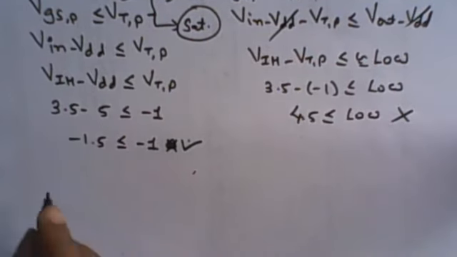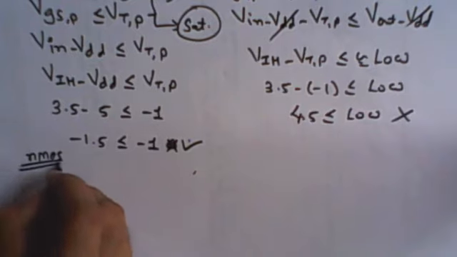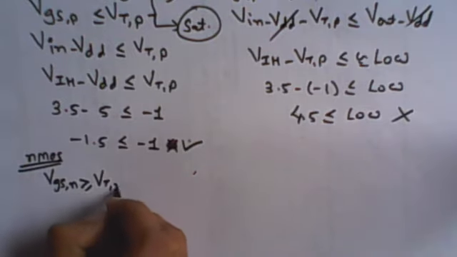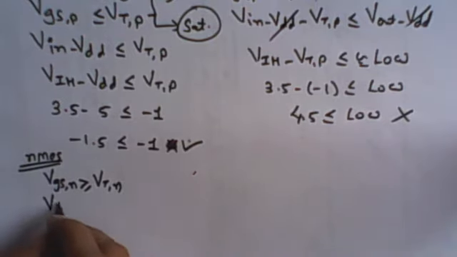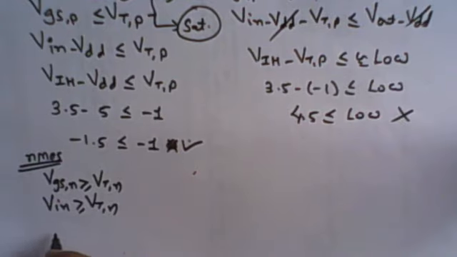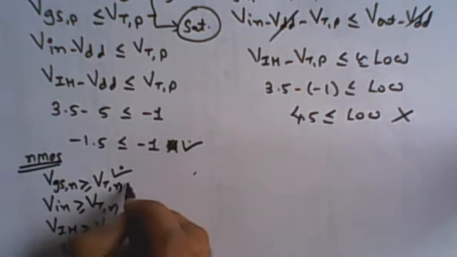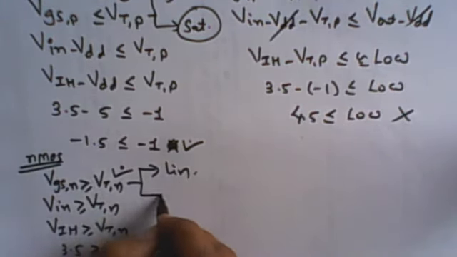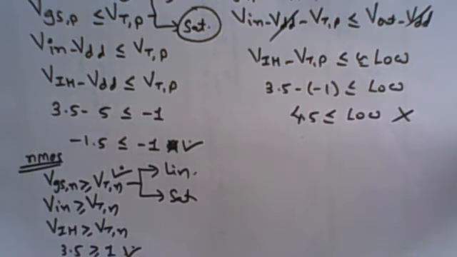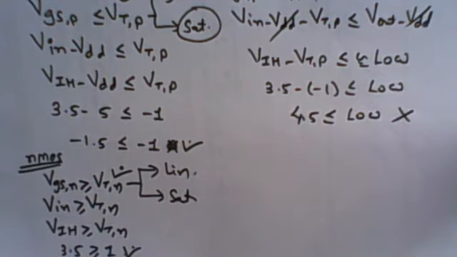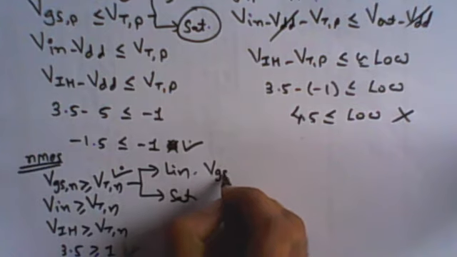Right? So for the nMOSFET, let's check for the conducting state. The nMOSFET conducts when input is greater than or equal to VT of n. Is input VIH greater than the VT of n or not? Yes, because it is 3.5 and VT is 1, so it is satisfied. That means it is in the conducting state, either linear or saturation. So let's first check the linear region condition. If it's not in linear, then it's in saturation. If the linear region condition is satisfied, then it is operating in a linear region.